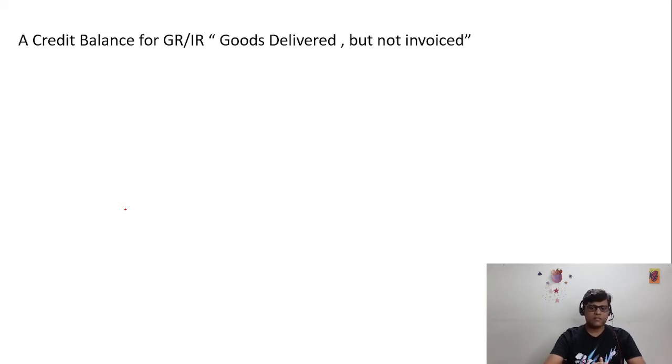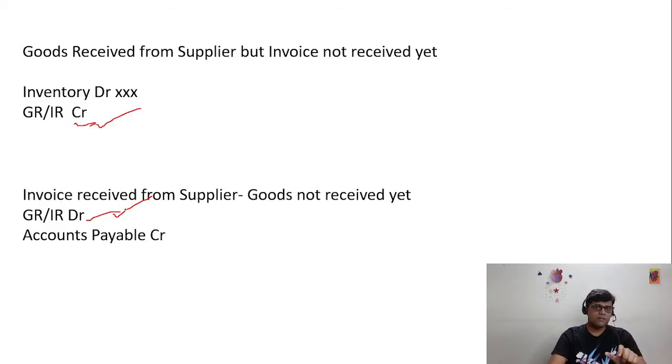You can check that. But I'm talking today about the GR/IR adjustment account. In this particular scenario, your GR/IR adjustment account is going to be debited, and the credit will be your target account. We are going to use one target account for goods receipt but invoice not received. So the first entry is inventory debit, GR/IR credit, goods receipt but invoice not received.